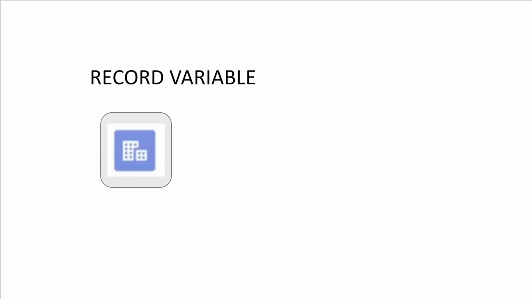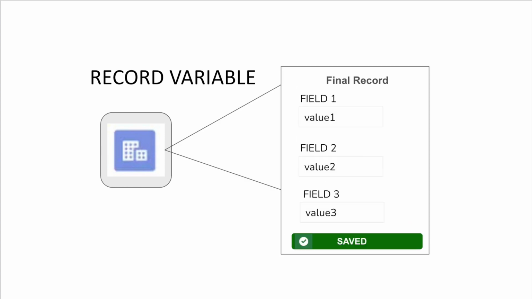So let's recap. Normal variables are containers that can store a wide range of values. Record variables contain an individual Salesforce record and all the field values for that record, whether it exists in your system or not. So let's see what this looks like in Flow.